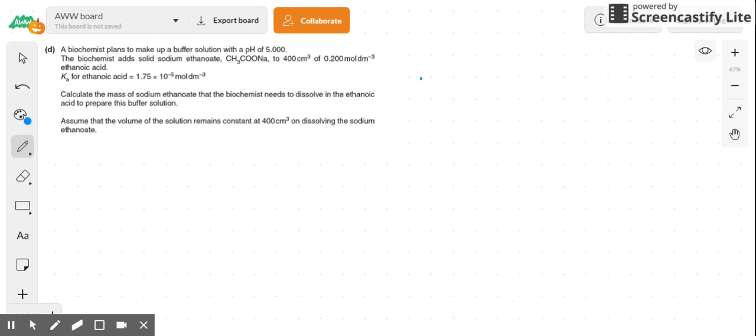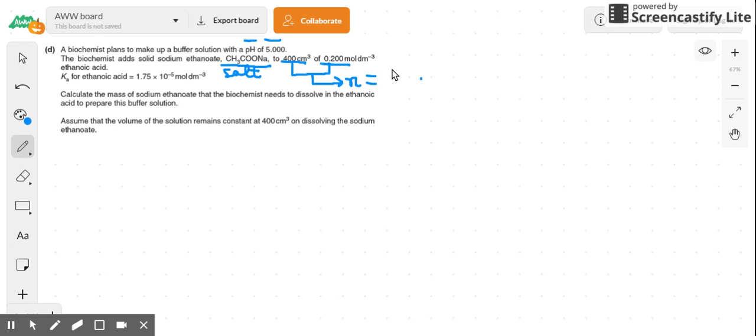The following question is on buffers. As usual, I'm going to look at the data, so we know the pH is 5.0. But then we have sodium ethanoate. It's really important to realize this is a salt. And we have the volume of it and the concentration. Therefore, even if you don't know what to do in this question, just work out the number of moles here.